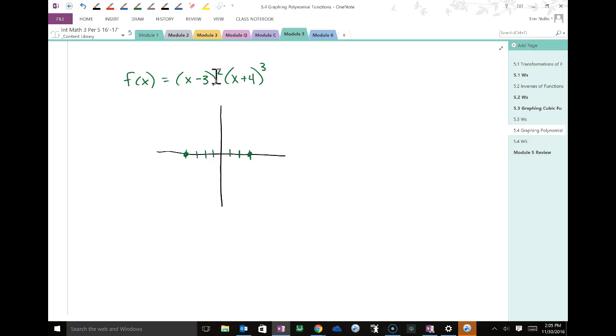Even makes a parabola, right? Yeah, even makes a parabola. So even exponent is a bounce. Odd exponent crosses. Write that in your notes.